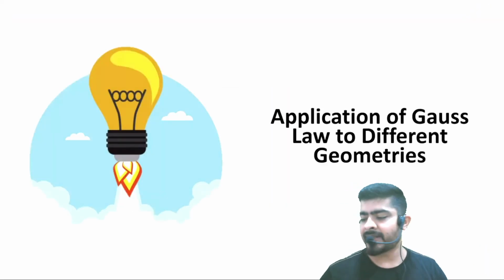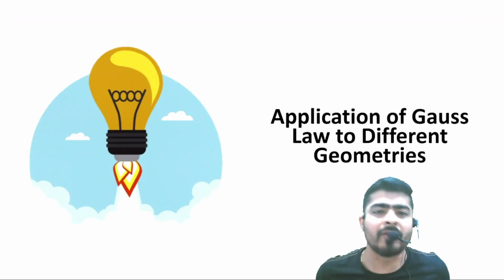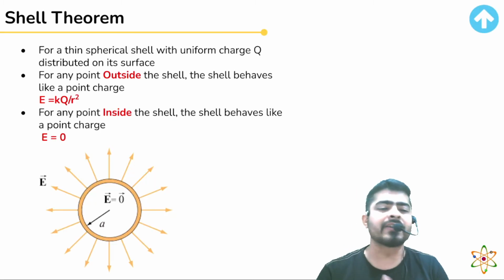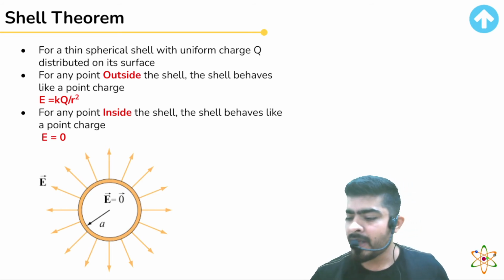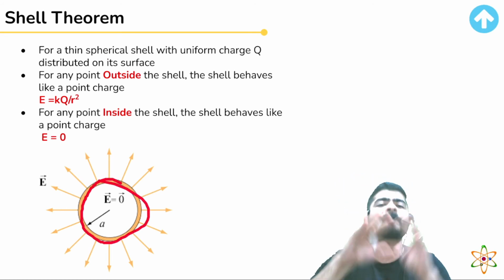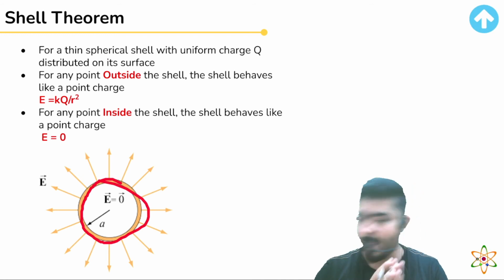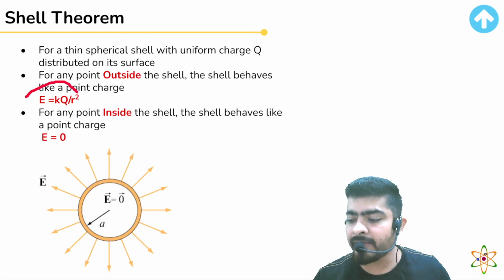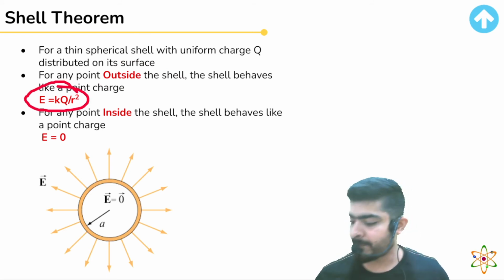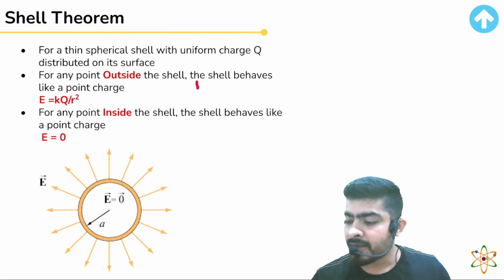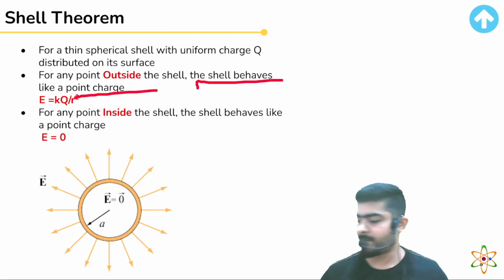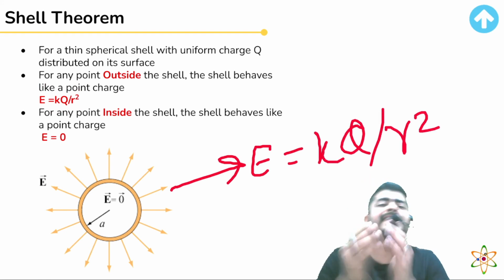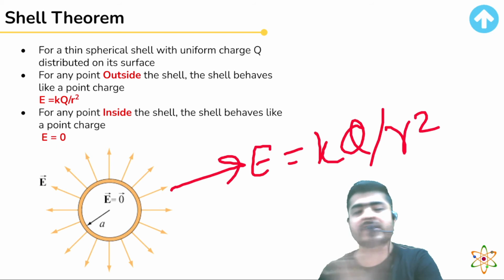Let's move on to the next topic, that is application of Gauss law for different geometries. So first of all, we have got shell theorem. What is shell theorem? It's very easy. If you got a spherical shell with uniform charge on its surface, then outside the shell electric field will be kq by r square. Outside the shell behaves like a point charge. So here my electric field will be kq by r square, just like a point charge. The formula for point charge is applicable over here.